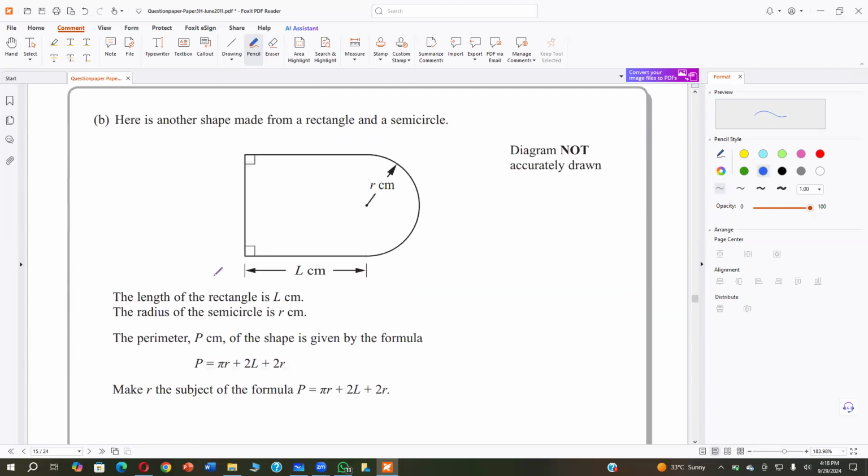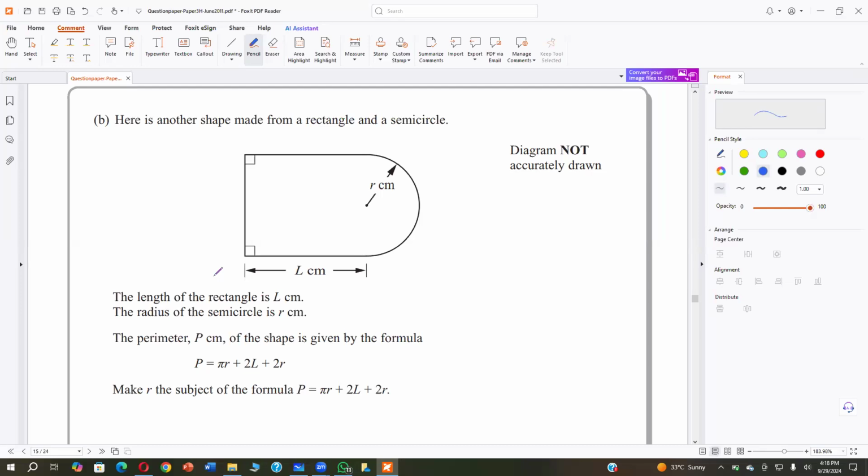Here is another shape made from a rectangle and a semicircle. The length of the rectangle is L centimeters. The radius of the semicircle is R. The perimeter of the shape is given by the formula. Make R the subject of the formula.